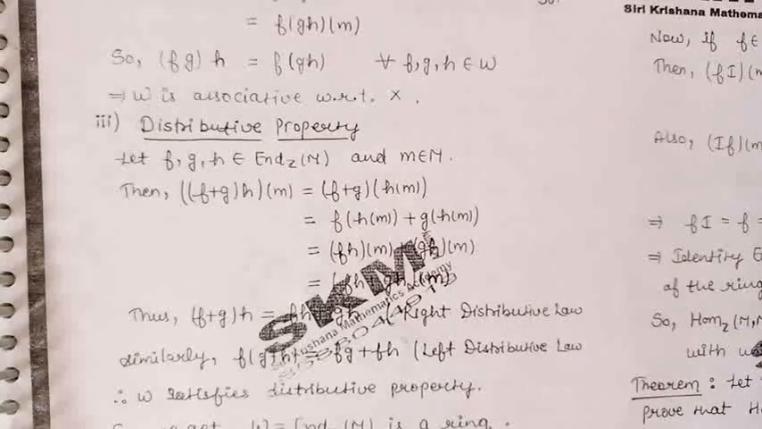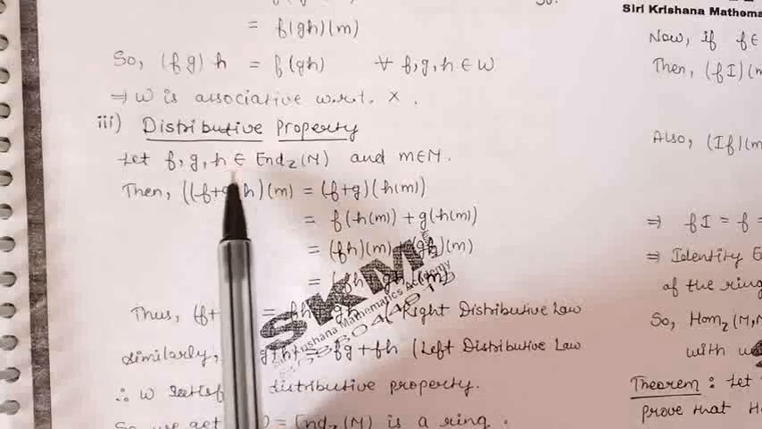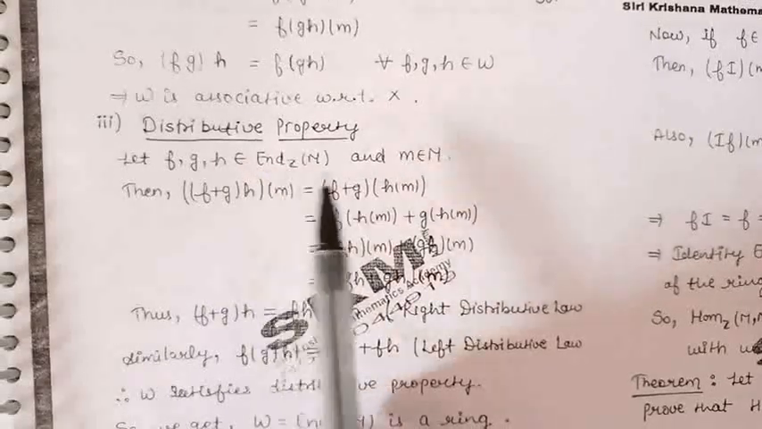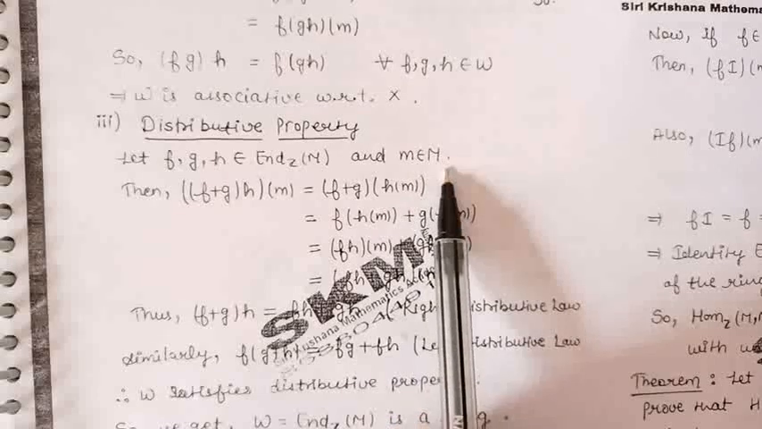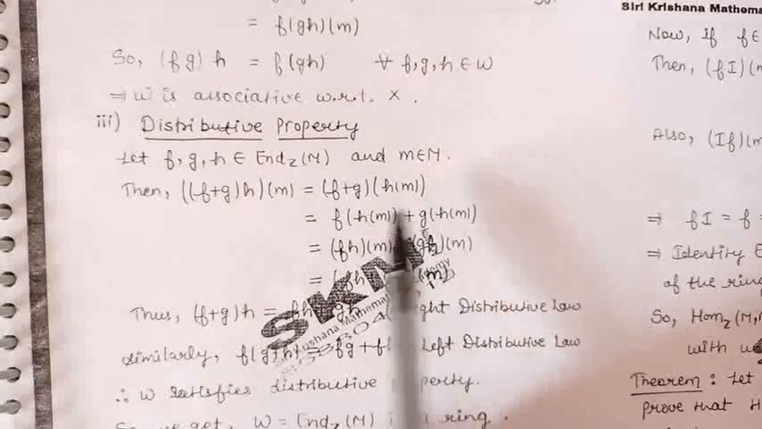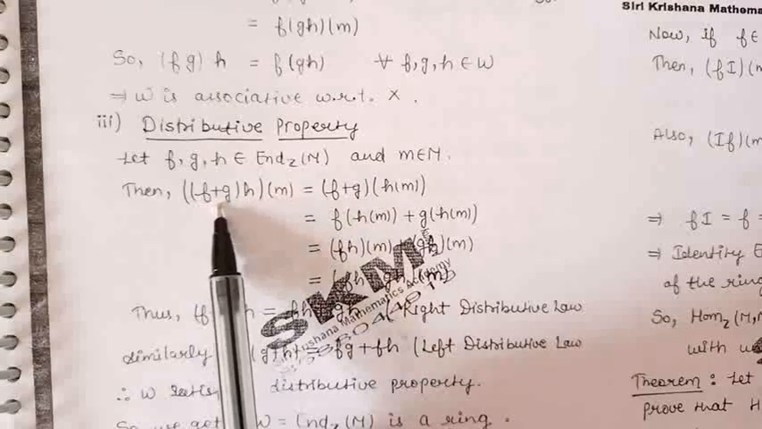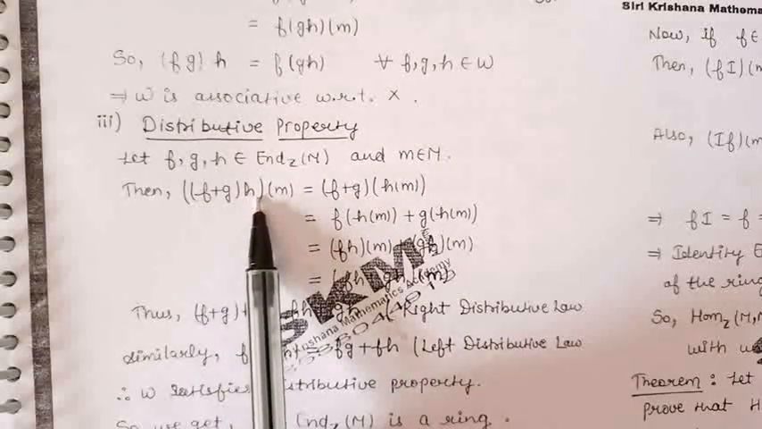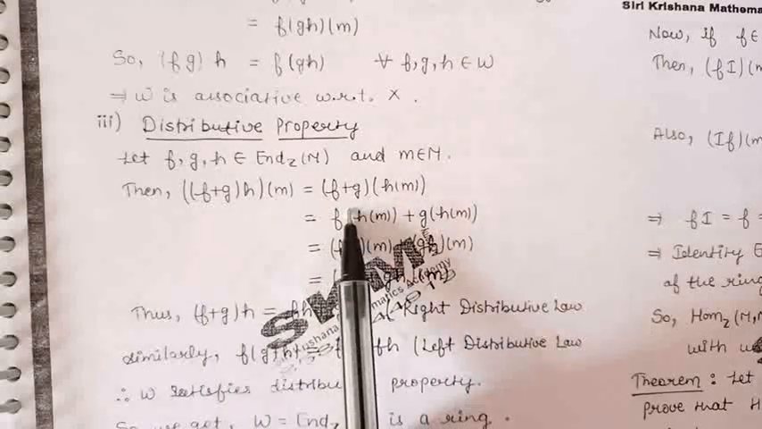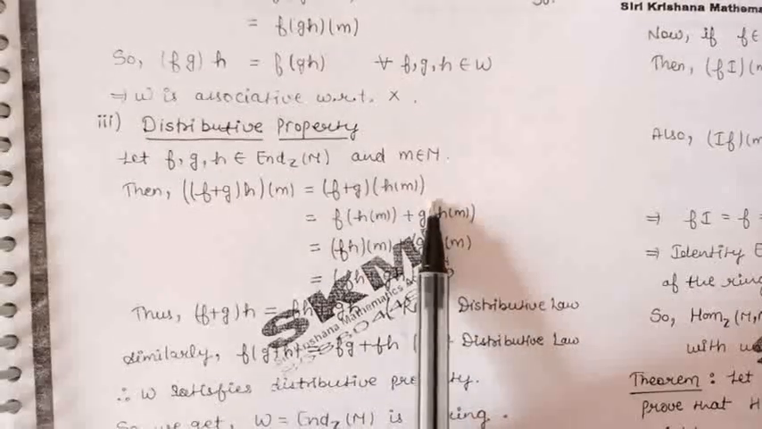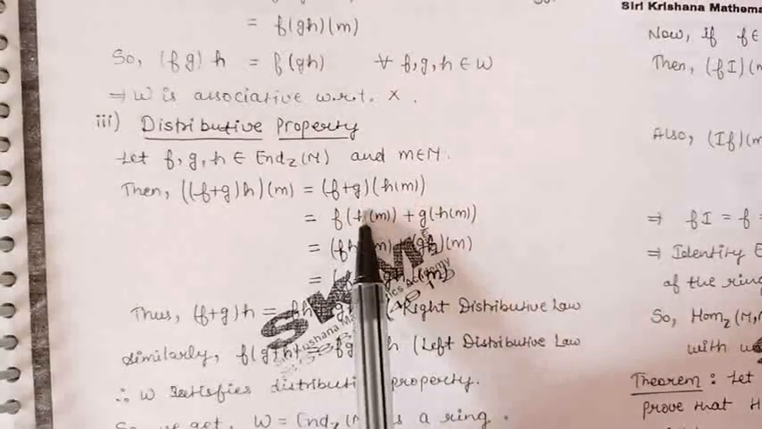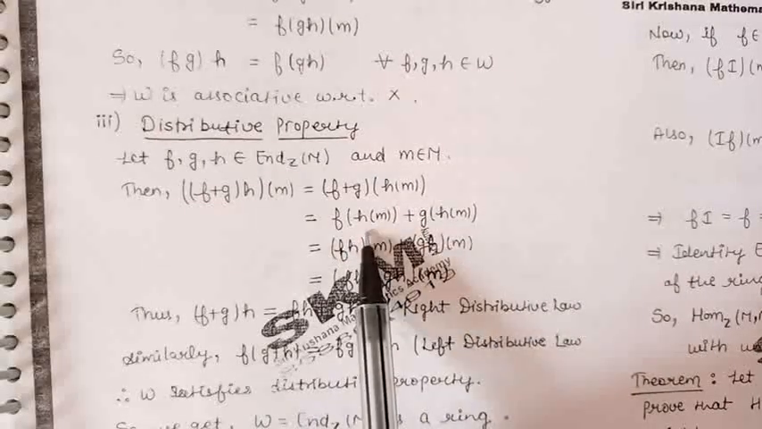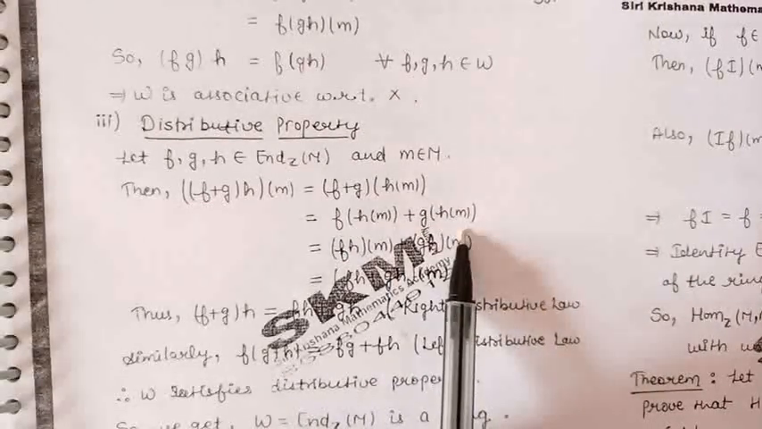Now our next property is distributive property. So let us take three elements F, G and H belonging to W and an arbitrary element M belonging to M. Let us find the image of M under F plus G into H. Now by definition of multiplication in W, this can be written as F plus G of H of M. Now this can further be written as F of H of M plus G of H of M.